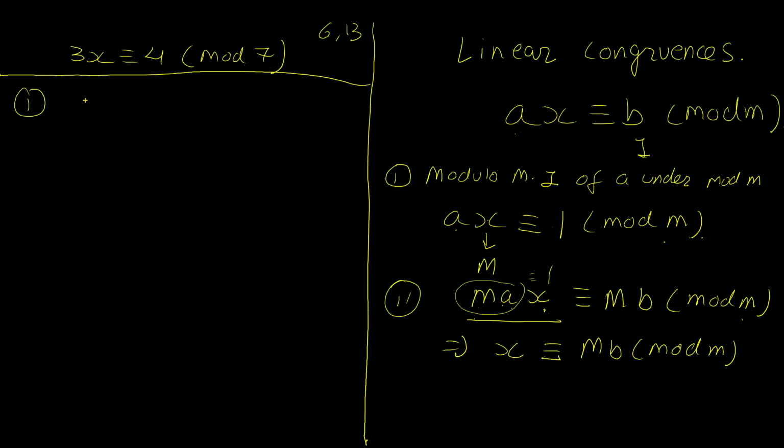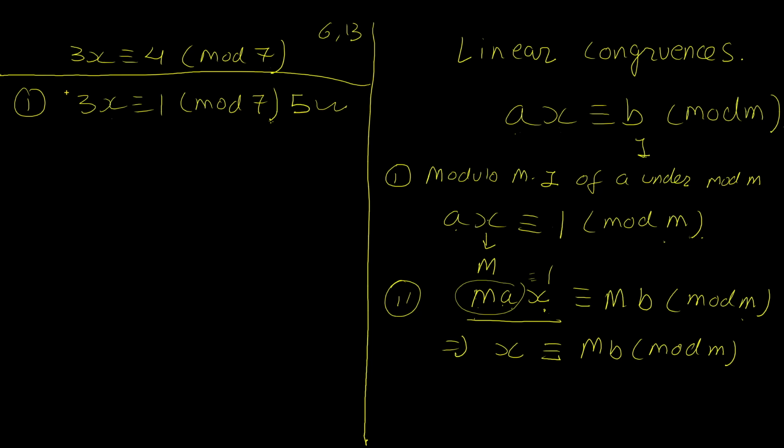So my first job is to solve 3x congruent to 1 mod 7. So what can I multiply 3 with so that it leaves a remainder of 1 when divided by 7? The lowest number that does this is going to be 5. 3 times 5 is 15, divided by 7, 7 times 2 is 14, leaves a remainder of 1. So this checks out.